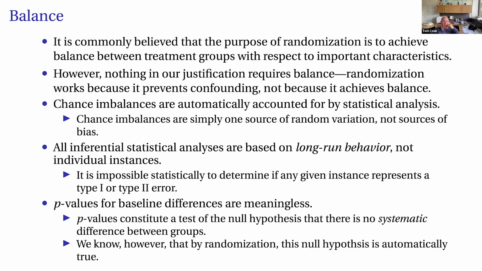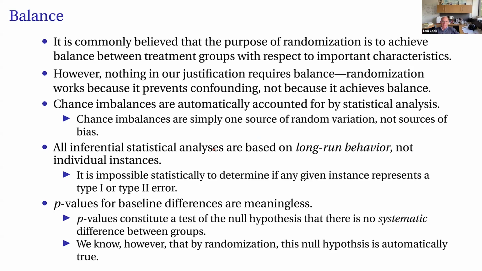Another myth, it's commonly believed that the purpose of randomization is to achieve balance between treatment groups with respect to important characteristics. But there was nothing in what I've just described that discusses balance. Randomization works because it prevents confounding, not because it achieves balance. If we have chance imbalances, these are automatically accounted for by the statistical analysis. Chance imbalances are simply one source of randomization and not sources of bias.